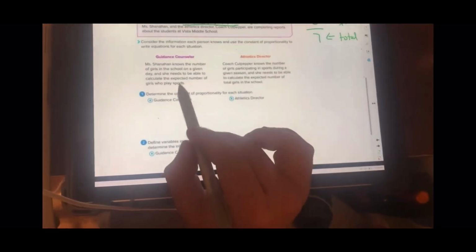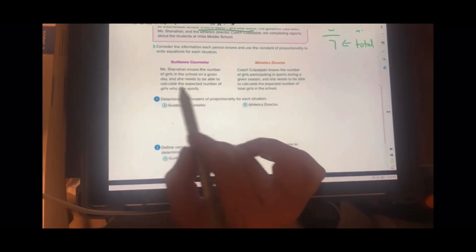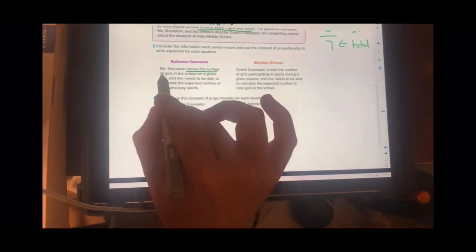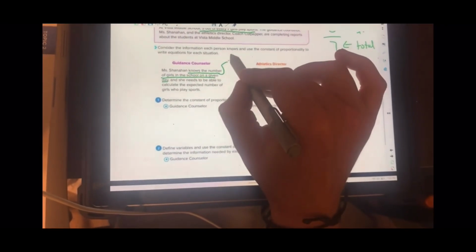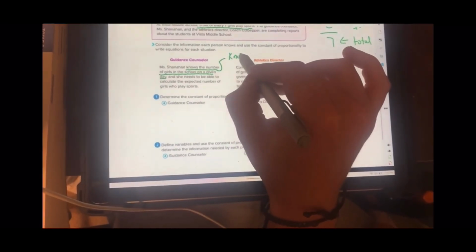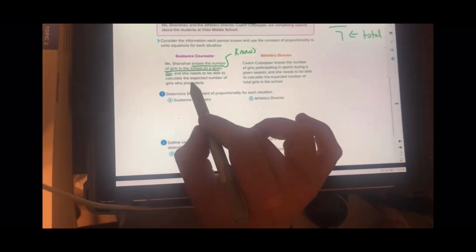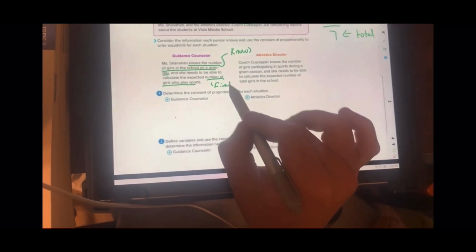Now we go down here. Ms. Shanahan knows the number of girls in the school on a given day, and she needs to be able to calculate the expected number of girls who play sports. Before we get too far, we're just going to underline some information. The guidance counselor knows the number of girls in school on a given day. This is called the total number of girls. So this is what she knows. She wants to find the number of girls who play sports. So that's what she wants to find.